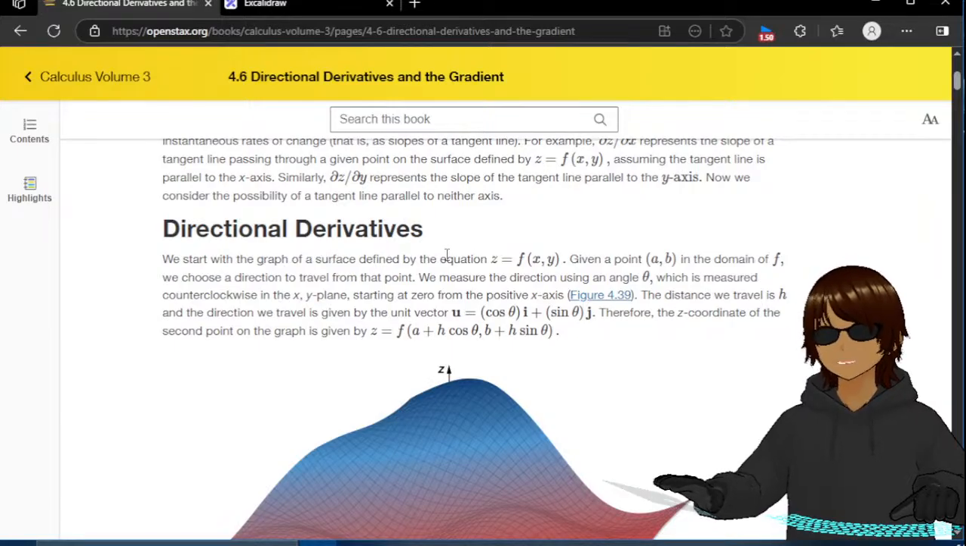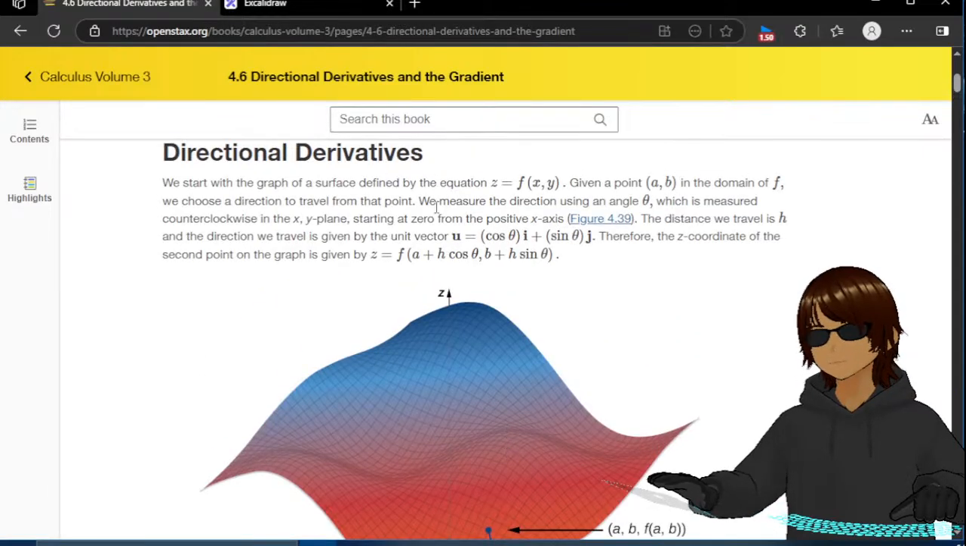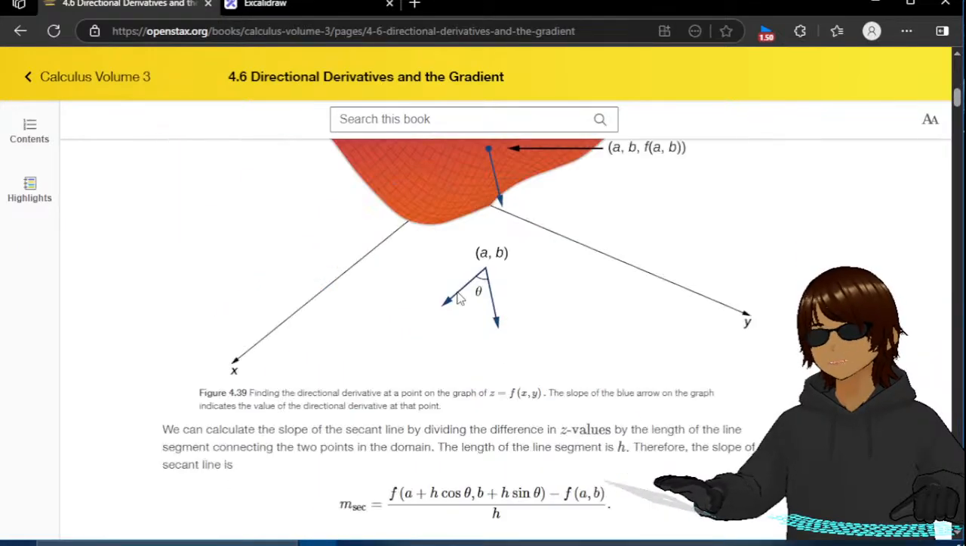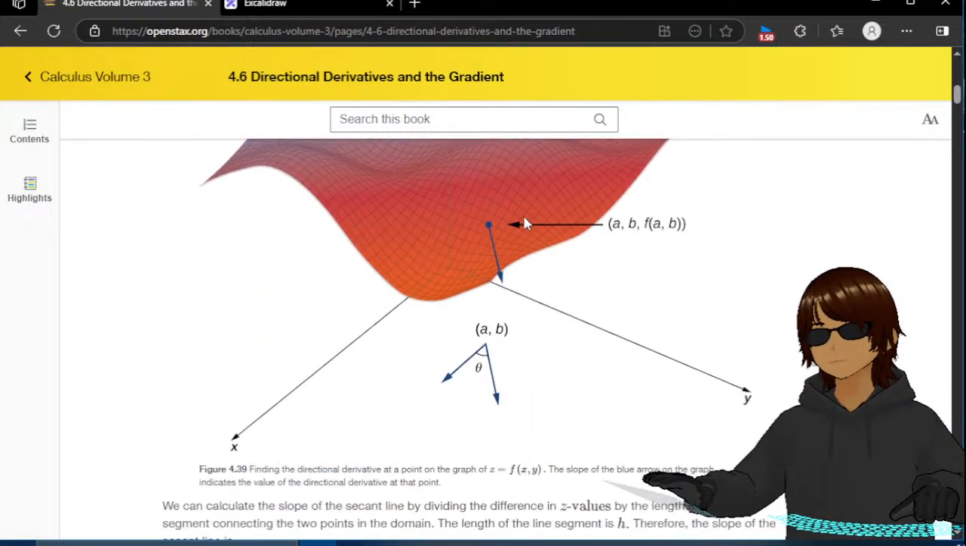We start with the graph of a surface defined by the equation z is equal to f of x, y. Given a point (a, b) in the domain of f, we choose a direction to travel from that point. So a random point, and choose a direction to travel. We measure the direction using the angle theta, which is measured counterclockwise in the xy plane, starting at 0 from the positive x-axis. So positive x-axis. So the angle is like this direction, right?